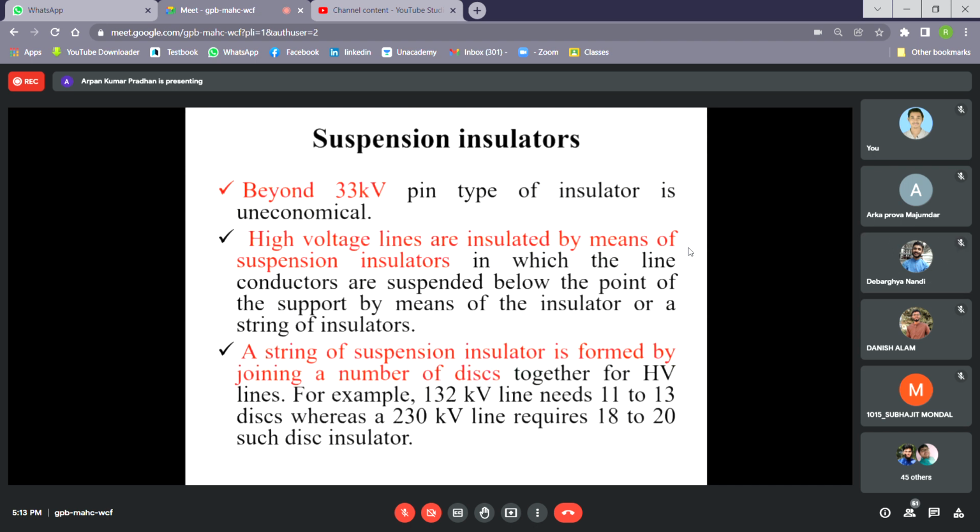As I mentioned, beyond 33 kV we generally use suspension insulators. If we want to use the string of disc insulators for 132 kV lines, you can use around 11 to 13 discs, whereas for 230 kV you require 18 to 20 discs. So that is your suspension insulator.